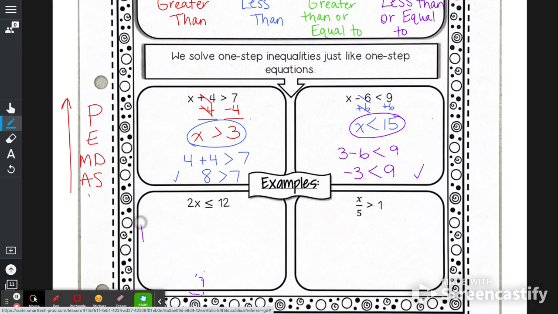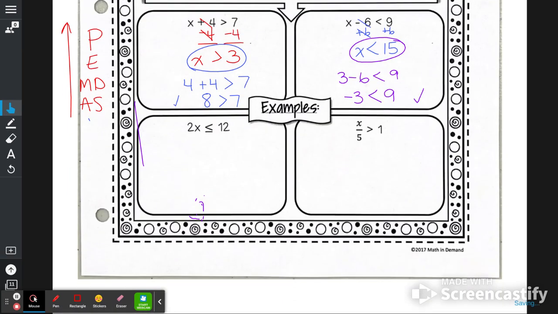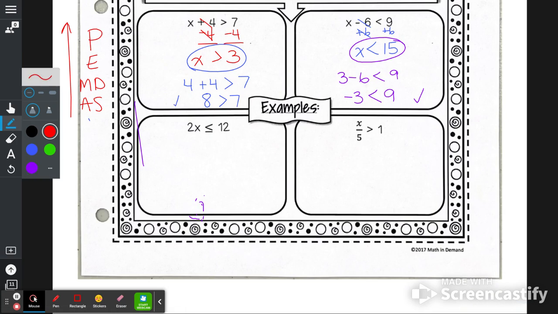Okay, moving on to the next one. Okay, here we have 2x is less than or equal to 12. First off, we're going to start at the bottom of our PEMDAS, the bottom of our order of operations. Do we have any addition or subtraction happening? No. Now go to the next one. Do we have any multiplication or division happening? We are multiplying, but what is the opposite of multiplication? Division. So that's how we get rid of that.